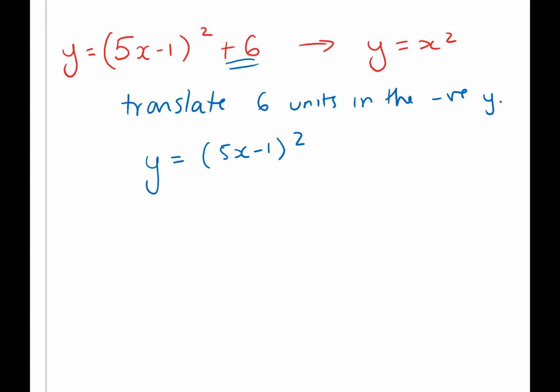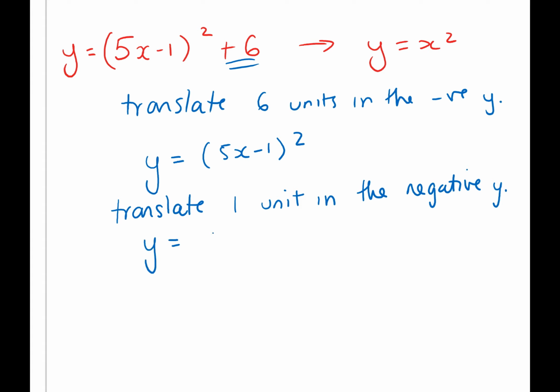Now, I'd like to get rid of that dilation. And if I was going to do it in order, I'd need to take it out as a common factor. However, this is also perfectly fine for me to deal with translations first, as long as I'm consistent. If I don't want to deal with it, I can just add 1. So I will translate 1 unit in the negative y. So that becomes y equals 5x squared.